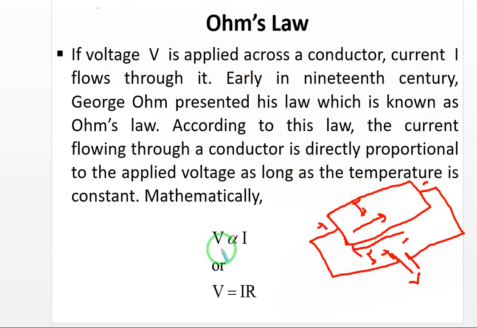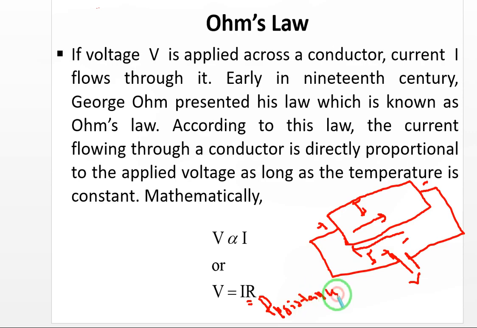When voltage applied across a conductor is increased, the current is going to be increased. To remove the proportionality, we use a constant, and the constant is R here, which is called resistance. So keep in mind where we will use Ohm's law.